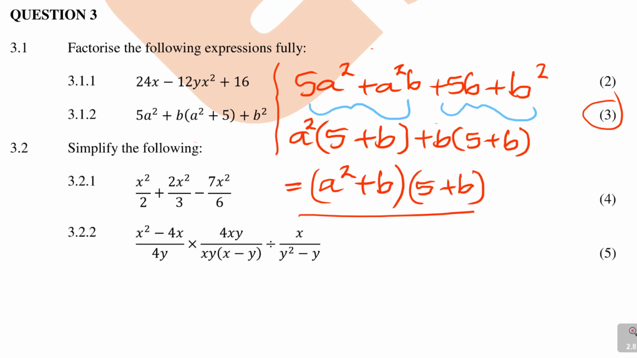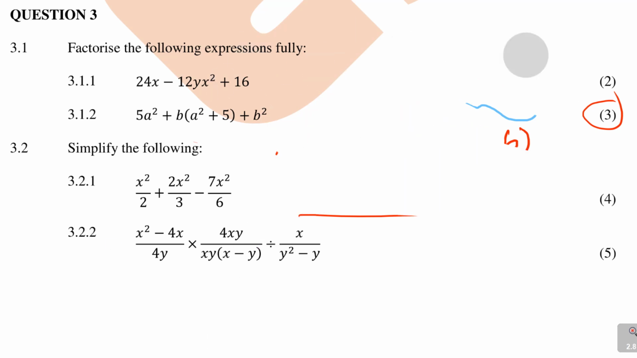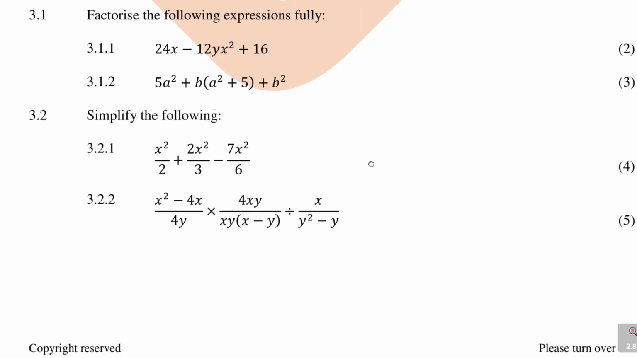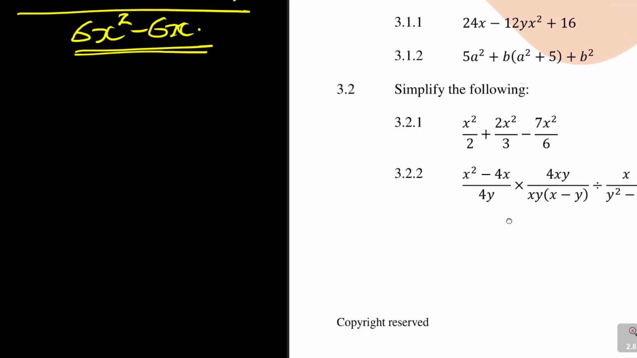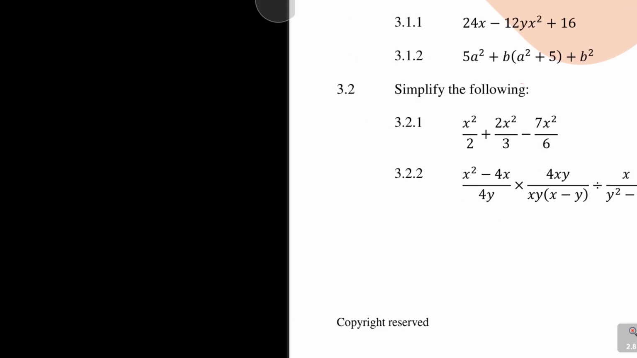Look at the next one. Simplify the following. You see they start increasing on the mark allocation there. It's 4 and 5, which means it's a little bit of work. What do you think there? We need to simplify those fractions. Any suggestion while I'm writing it down?